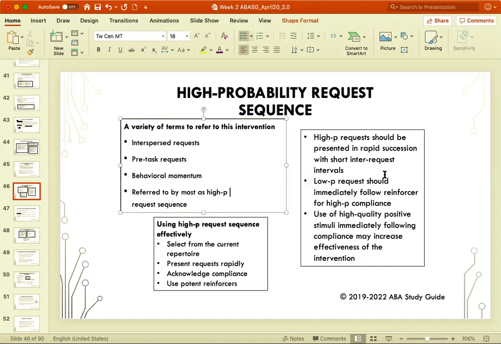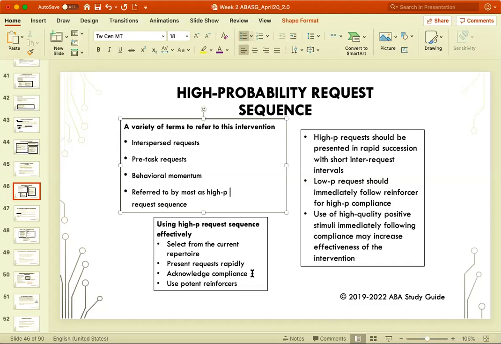They need to be presented in rapid succession. Your low probability request should immediately follow the reinforcer for the high probability compliance. So that means if you've complied with the 3 high Ps, I have presented 3 high probability discriminative stimuli, immediately present your low probability request. And make sure you use high quality positive stimuli or positive reinforcement immediately following the compliance in order to increase the effectiveness of the intervention. So that reinforcement needs to come right after the low probability request.